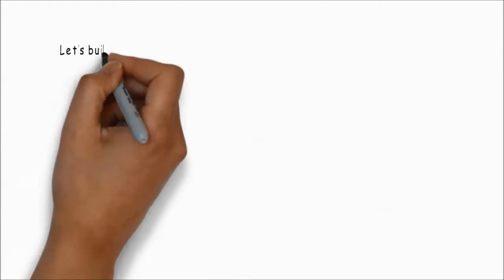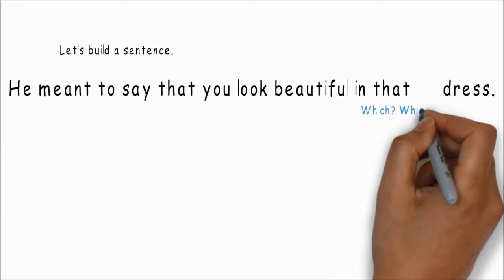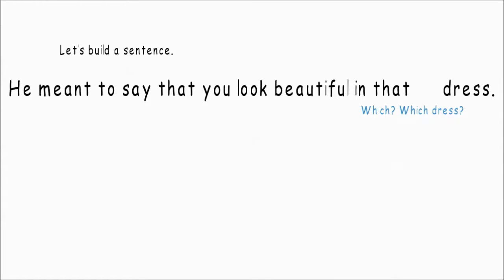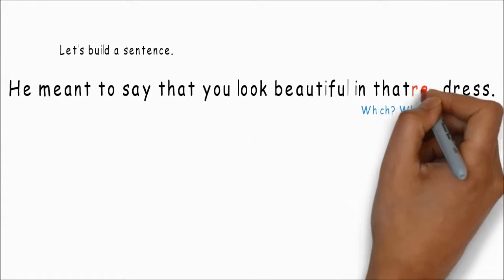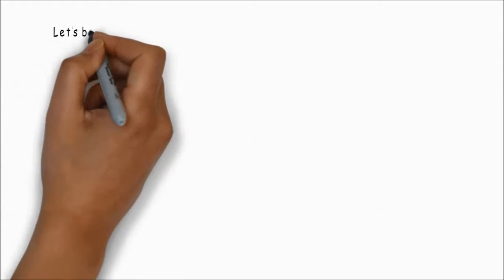Let's build a sentence. He meant to say that you look beautiful in that dress. Which dress? That you look beautiful in that red dress. Oh, I like red dresses too. They are beautiful. Let's build a sentence.